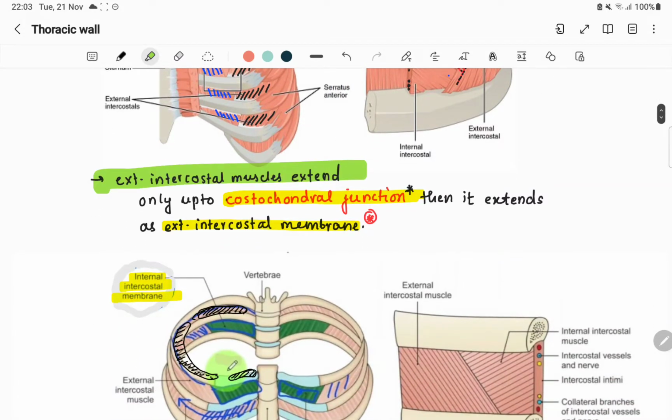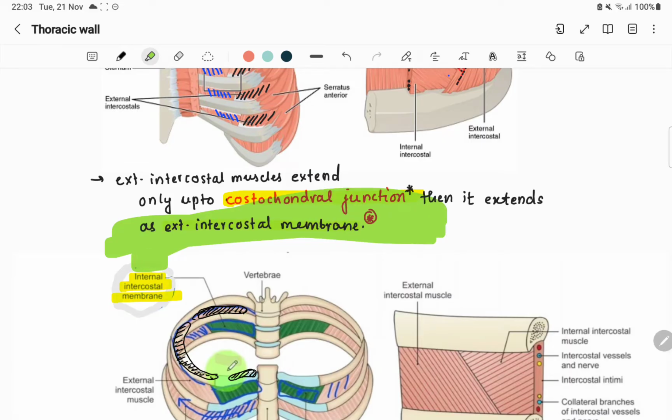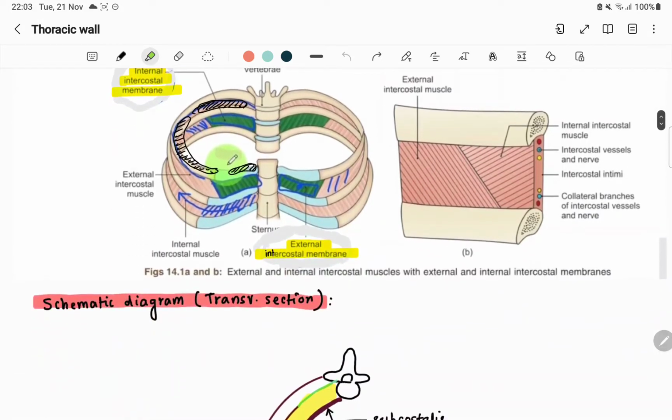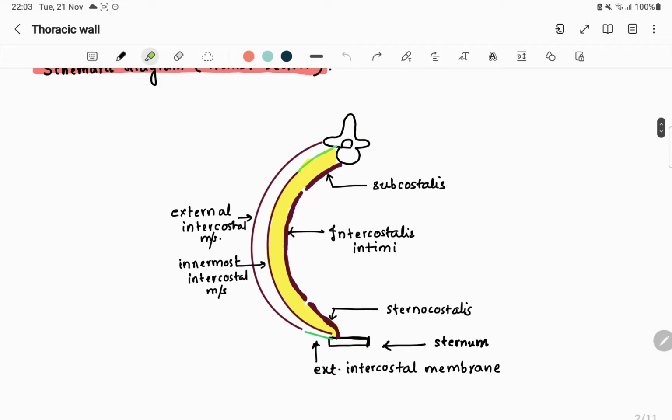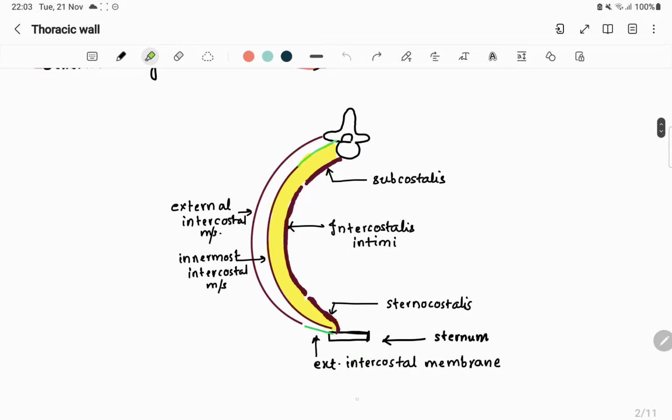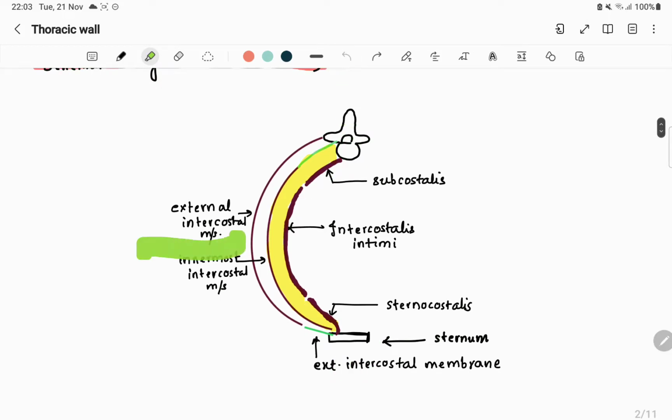Your external intercostal muscles extend only up to the costochondral junction, and when it reaches the costochondral junction, it becomes an external intercostal membrane, not the muscle. We will see this in the transverse section. Here is our vertebra, and here's the sternum; this is the anterior side, this is the posterior side, this is the lateral side, this is the medial side. First we have the external intercostal muscle, which at the costochondral junction becomes the external intercostal membrane.